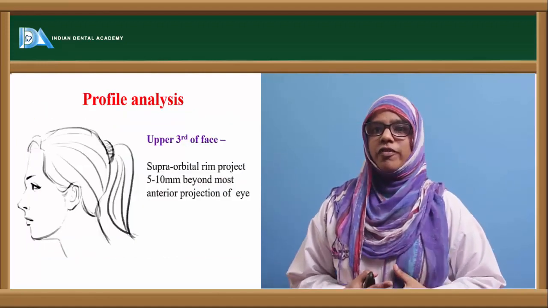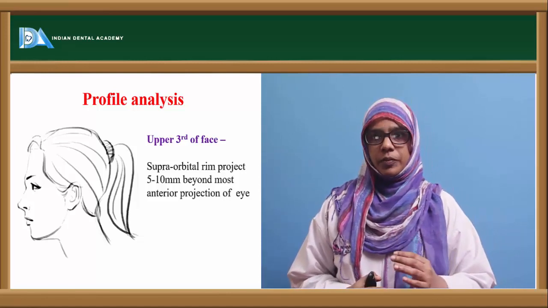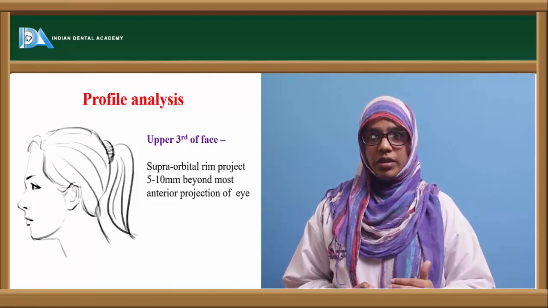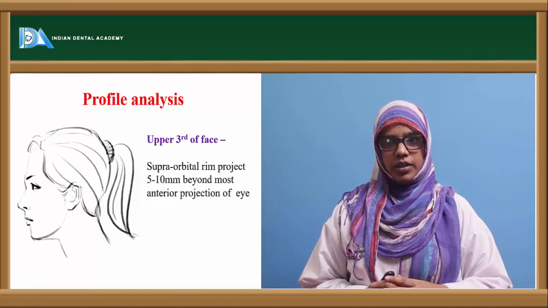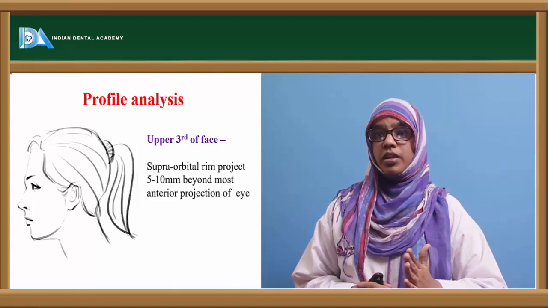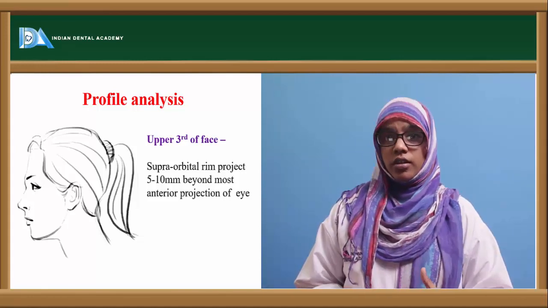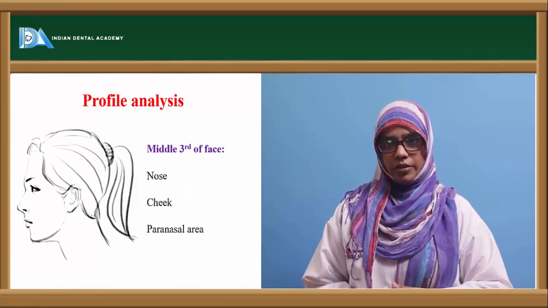Let's move on to the profile analysis. In the upper third, the supraorbital rim normally projects 5 to 10 mm beyond the most anterior projection of the eye in most cases. But in case of deficiency, this may be moved behind, or because of exophthalmos, where the patient is suffering from a systemic condition, this could be altered.